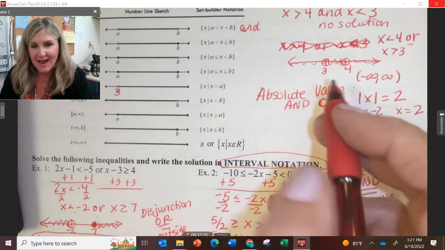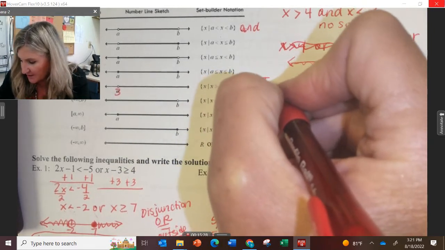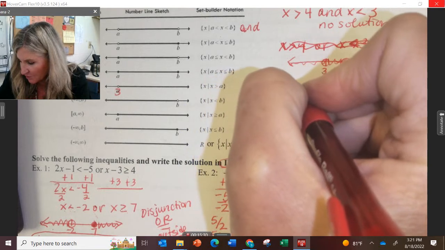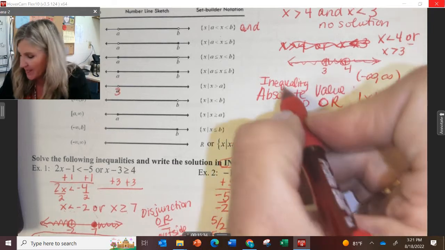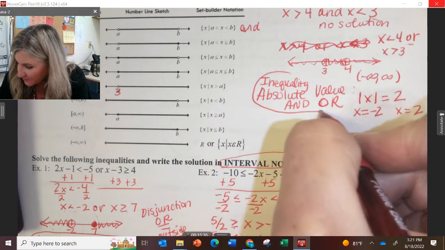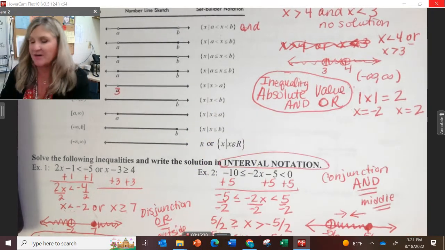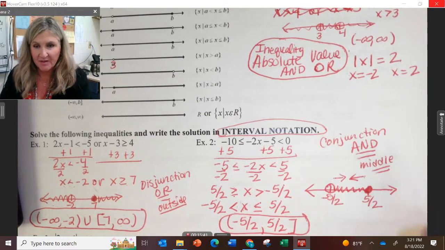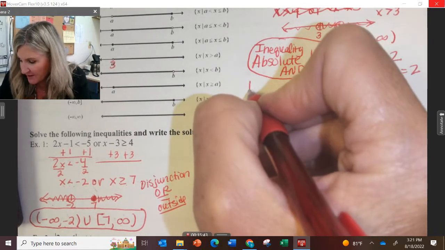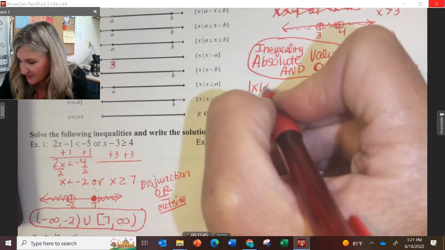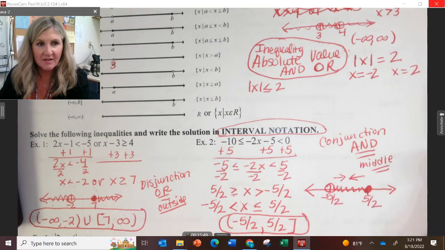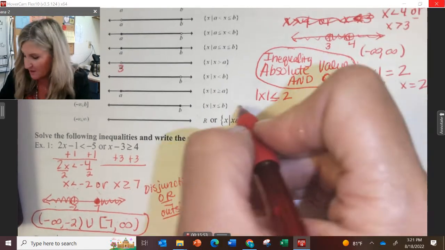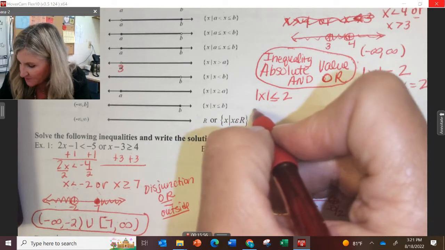When we have an absolute value inequality, we should put in inequality, not equality. See, that's an equation for absolute value. When we have an inequality for absolute value, that's when we're going to have the and or the or. So let's figure it out. If I have absolute value of x less than or equal to 2, how does that end up being written? Is it an and or is it an or? Well, let's figure it out.